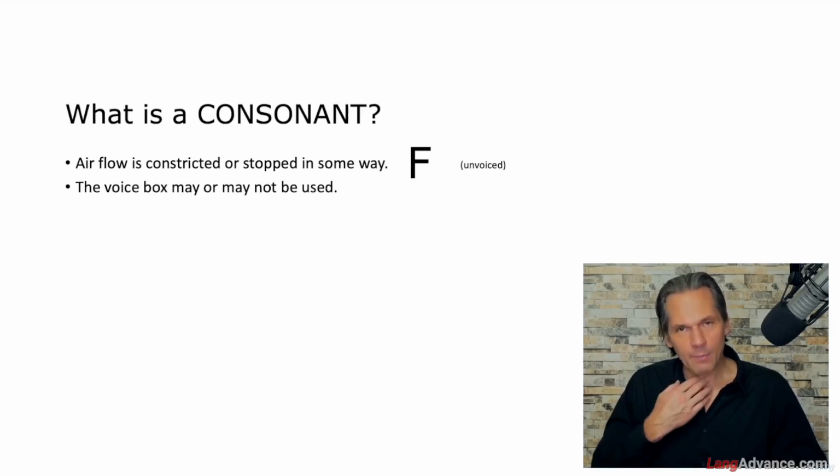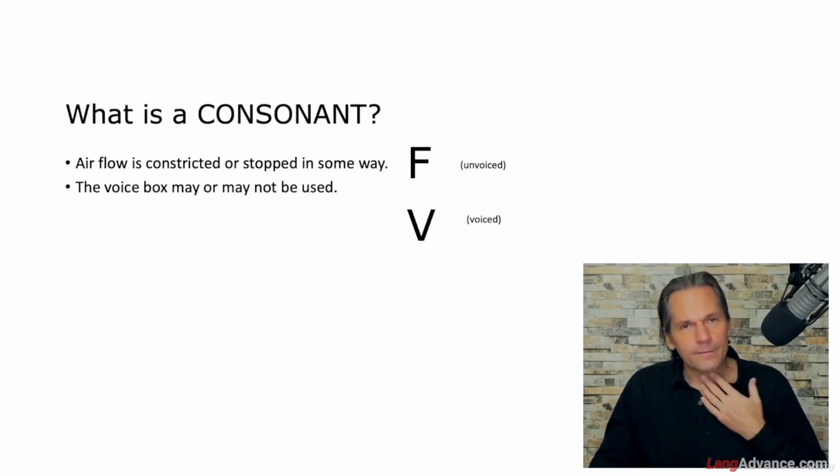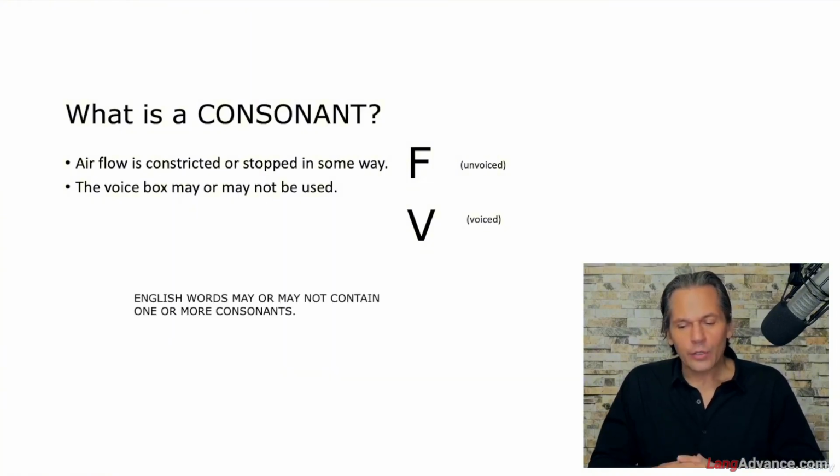Notice that if I add my voice to an unvoiced sound, I get a different sound. In this case, the sound V. V is a voiced sound. Now, we talked earlier about the fact that all English words contain at least one vowel sound. A word doesn't have to have a consonant sound. Certainly, most words will have at least one consonant.